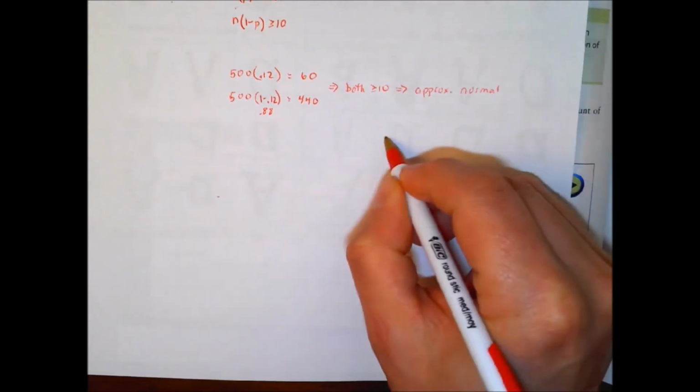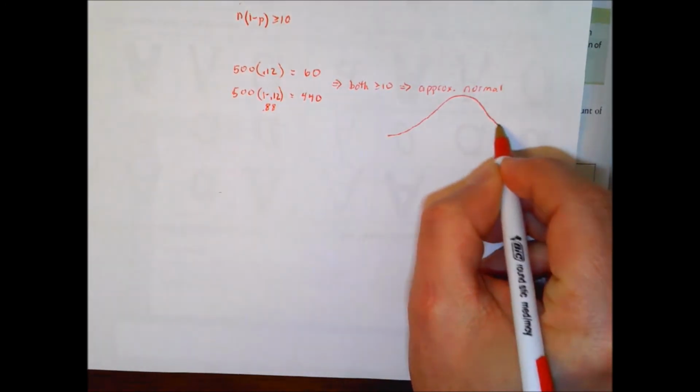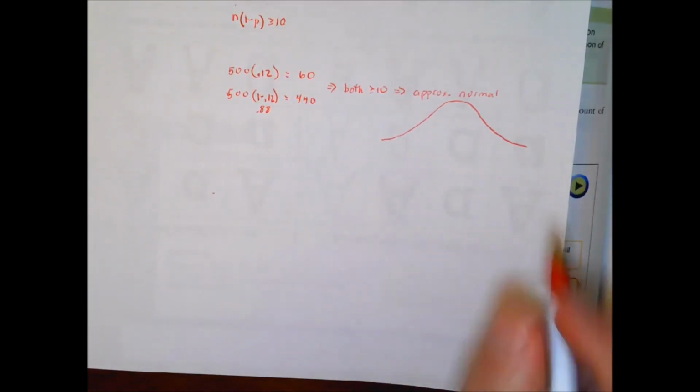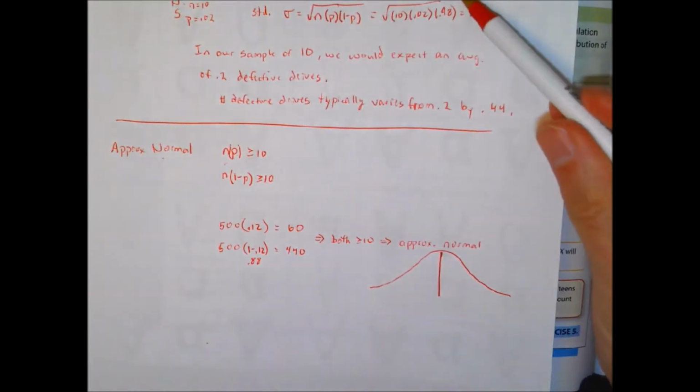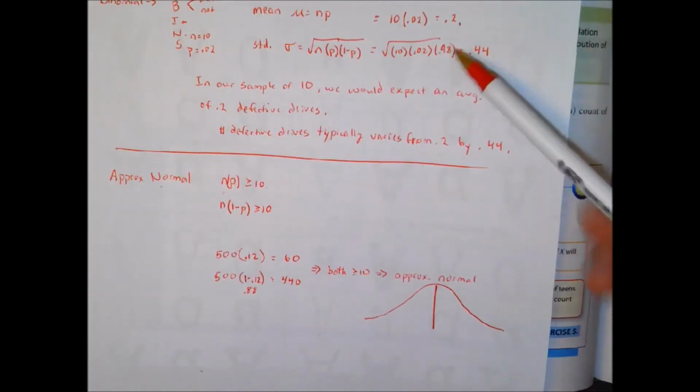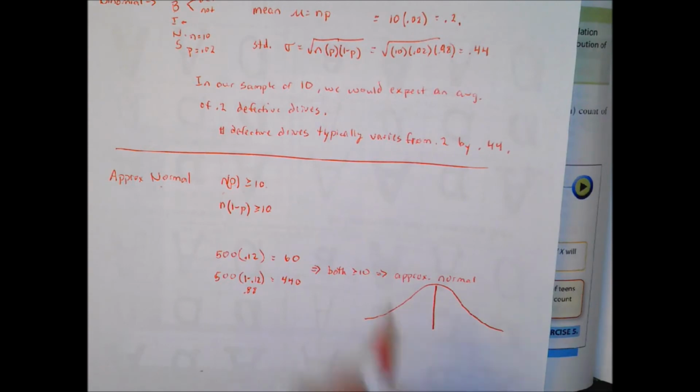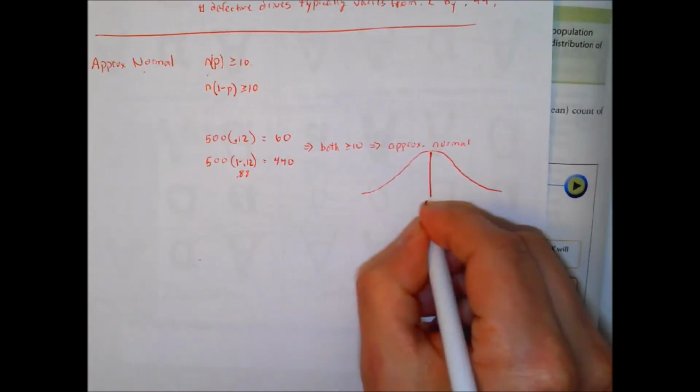Okay, so I know I have an approximately normal curve here. Now I know the mean. We talked about mean and standard deviation up here, right? How to find mean and standard deviation. The mean of this curve is n times p, which we found here was 60. So our mean is 60.